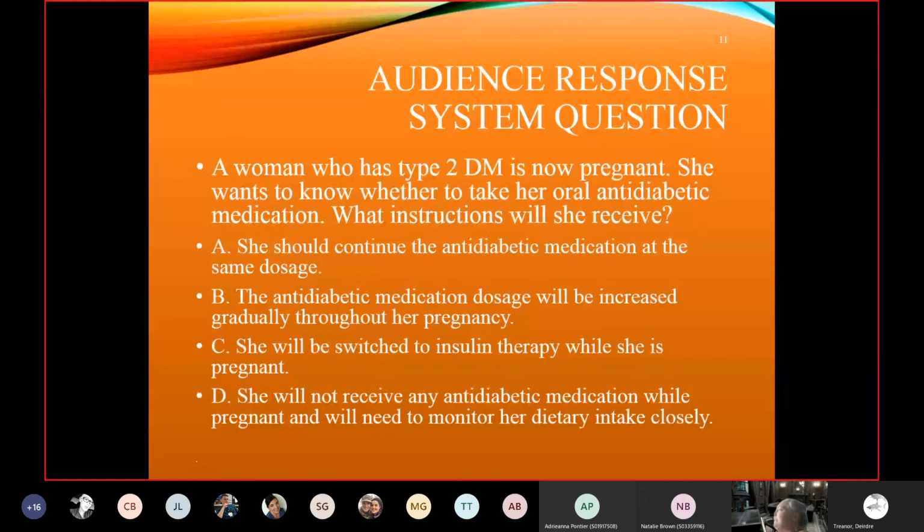All right, so you have a woman who has type 2 diabetes, and she's pregnant. She wants to know whether to take her oral anti-diabetic medication. What instructions will she receive? A, she should continue. B, dosage will be increased gradually. C, switch to insulin while she is pregnant. Or D, she will not receive any anti-diabetic medication while pregnant and will monitor her diet intake closely.